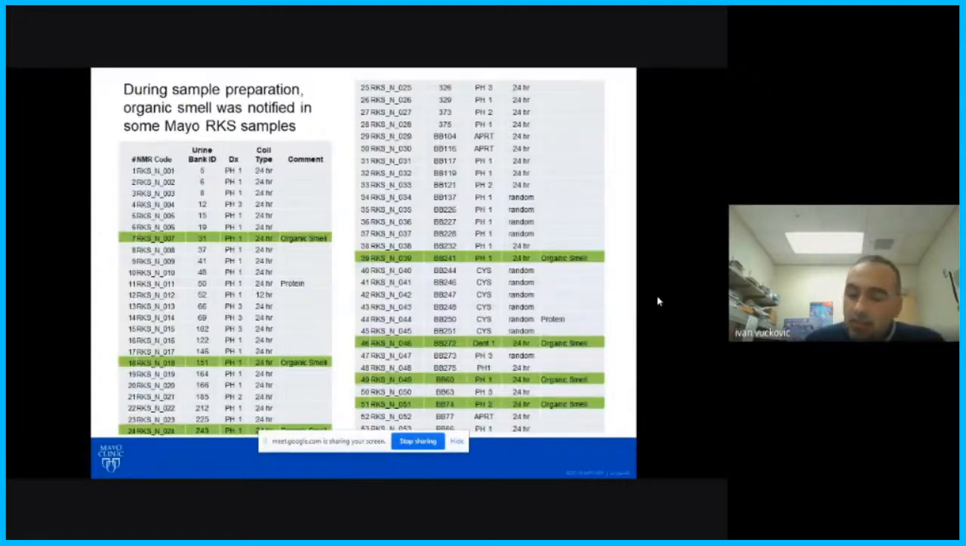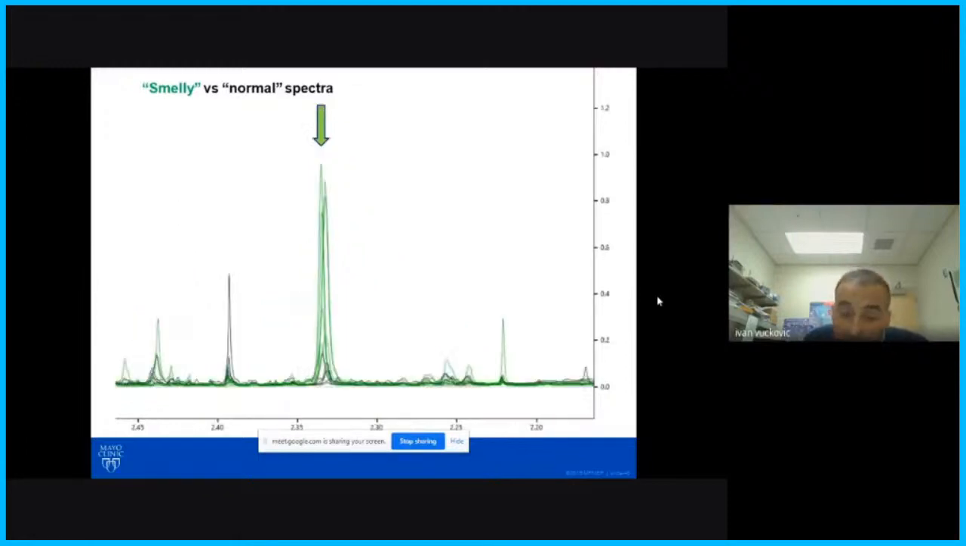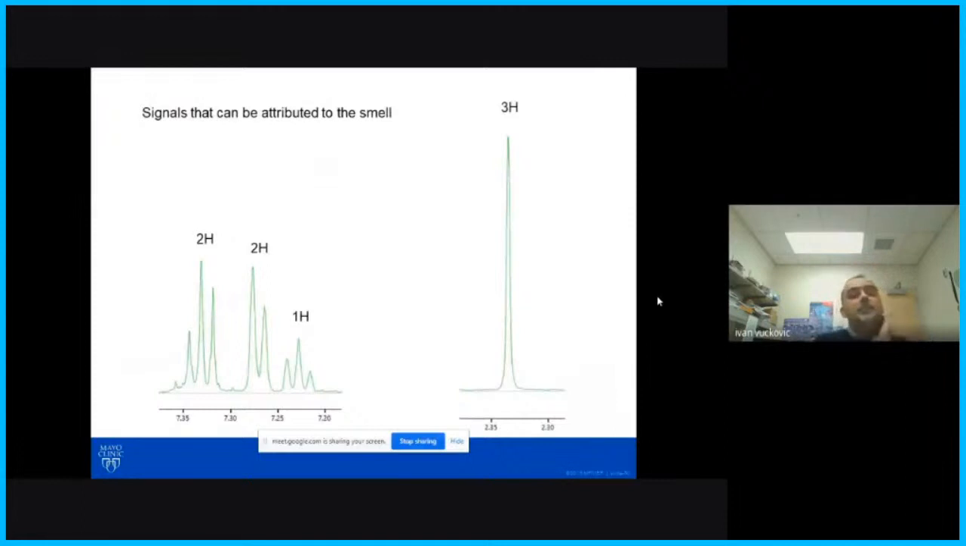When I was working on these rare kidney stones from Mayo samples, I noticed that some of them had a very specific organic smell. I thought it might be related to some interesting compound, and I compared the spectra of those smelly and normal spectra, and I figured out some peaks that are very, very different. If I combine these peaks on one plot, maybe some of you can get the idea already. So we have 5 aromatic protons and 3 protons as a singlet in the aliphatic region. So could it be a monosubstituted aromatic ring with a methyl group?